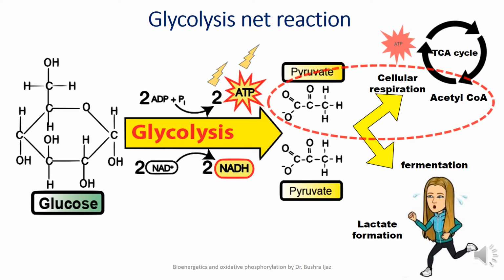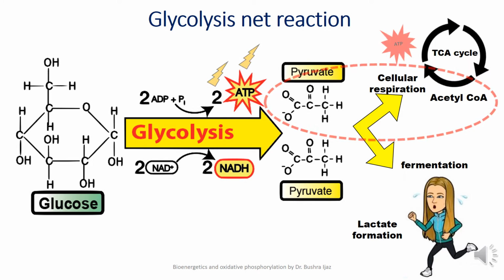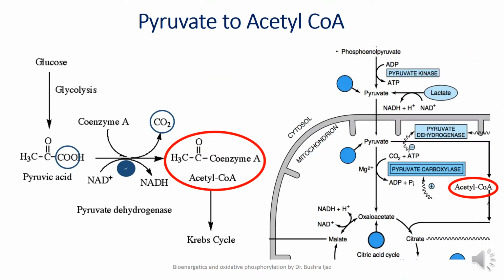of fermentation. Now, since we are studying oxidative phosphorylation, we will focus on the conversion of pyruvate into acetyl-CoA, which happens in the presence of oxygen or in aerobic conditions. So let's look at the breakdown of a pyruvate molecule to acetyl coenzyme A, as you can see in the equation and also on the figure on the right side.